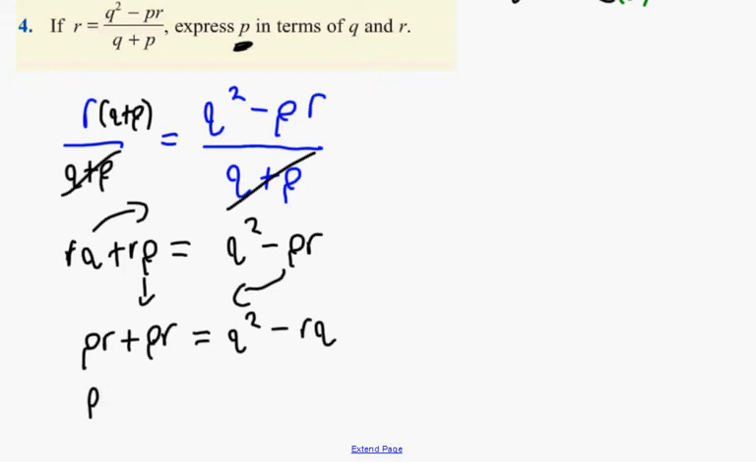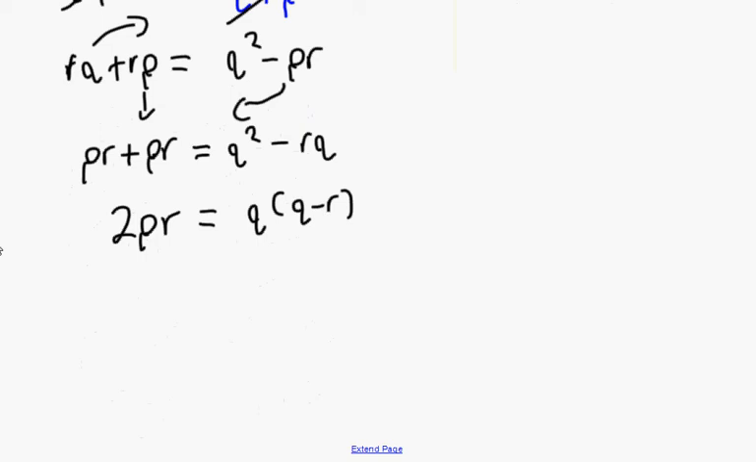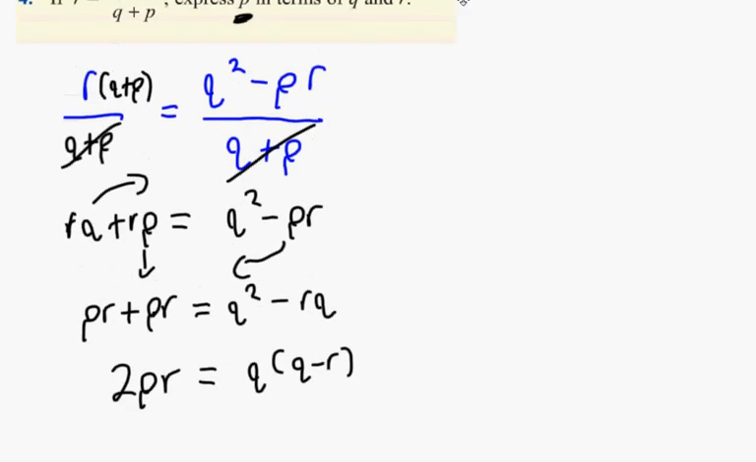I don't even need to factorize actually, excuse me. I don't need to factorize because I can add them together to get 2pr. Does that make sense? 2pr. And then I can take out q here, can't I? q into q minus r.